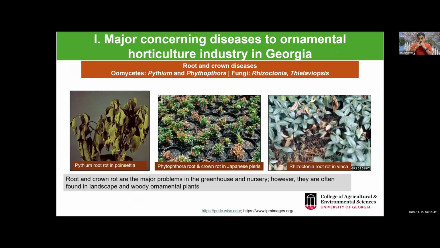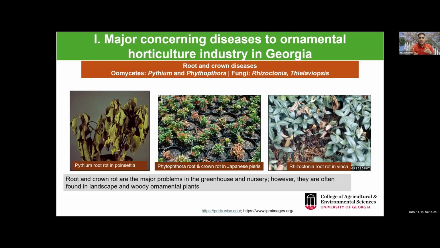When I started this position, even before that, I was talking with several stakeholders, county agents and industry folks, about what the major problems are that we have in the state. And what I came to find out was that I narrowed it down into three different categories.